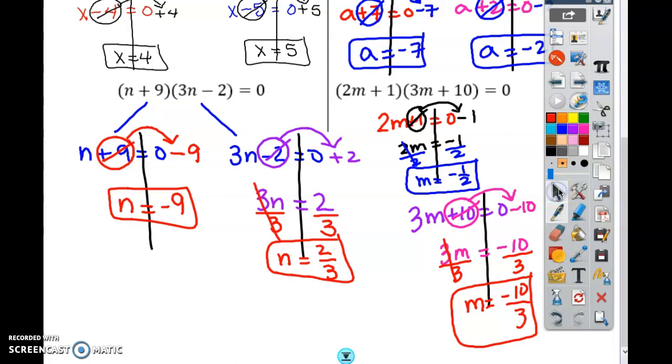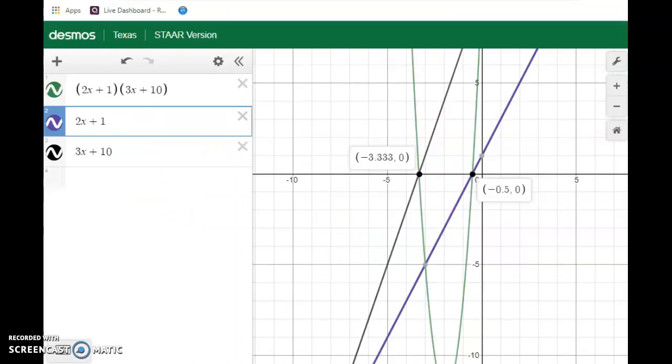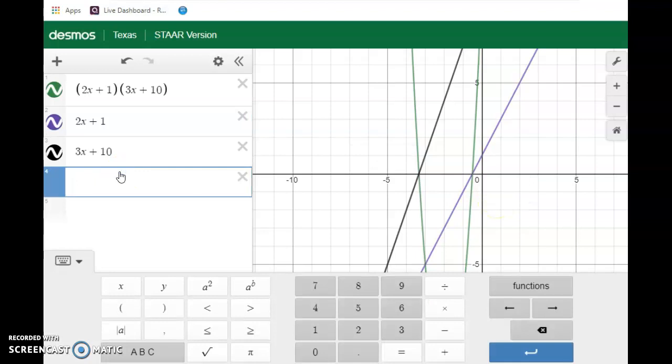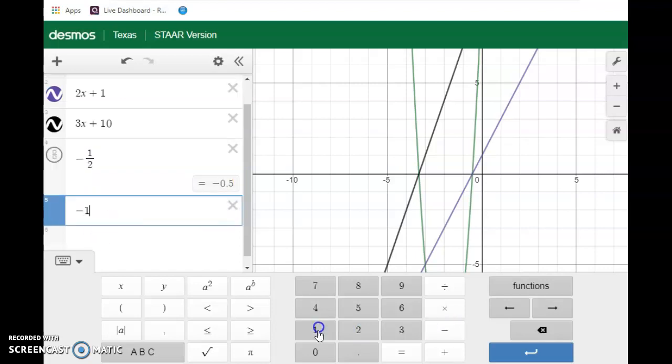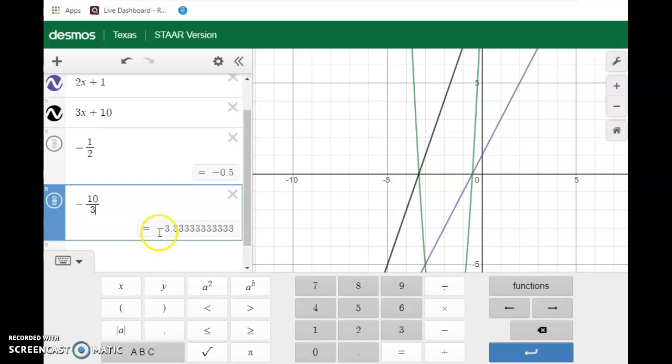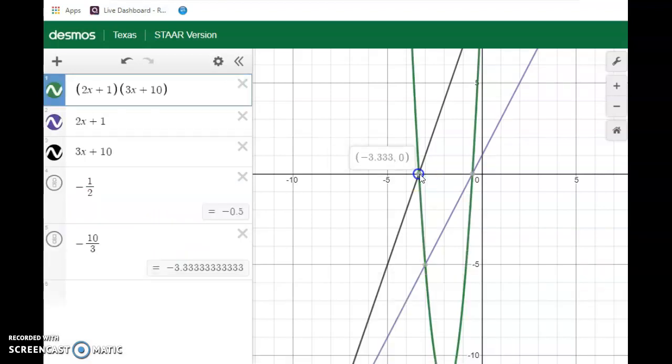Okay, if I type it in Desmos, which I already did, here goes my equation together. Multiplied, it's a quadratic. That's the green one. If I put them separate, those are my two factors. And they go through the zeros, which is negative 3.333 and negative 0.5, which is, one of my solutions was negative 1/2, right? That's negative 0.5. And then my other solution was negative 10 over 3. That was that negative 3.333. Those are both of those solutions.